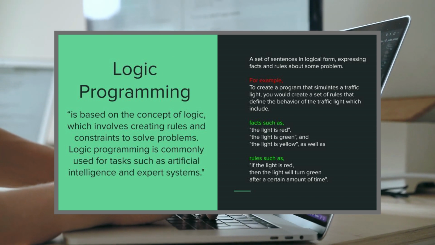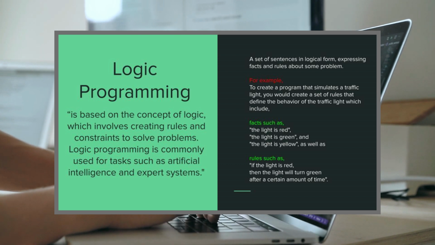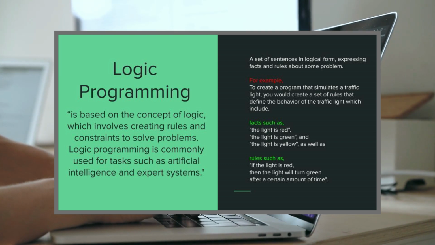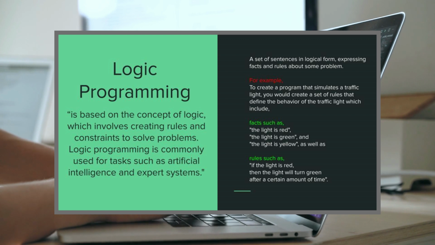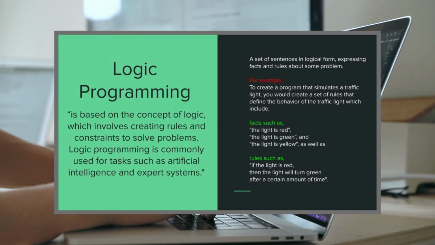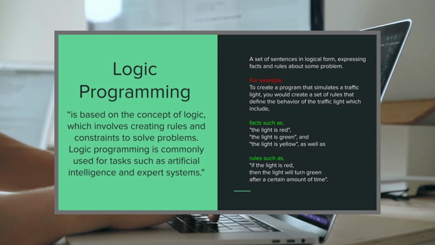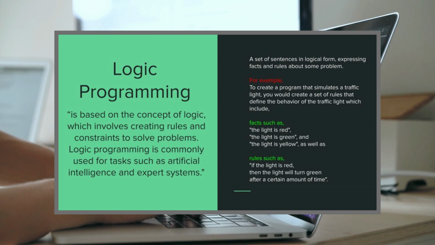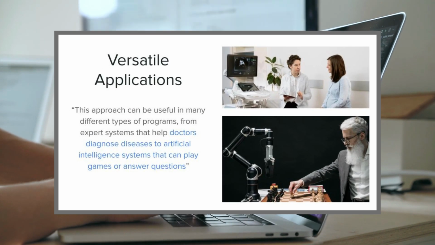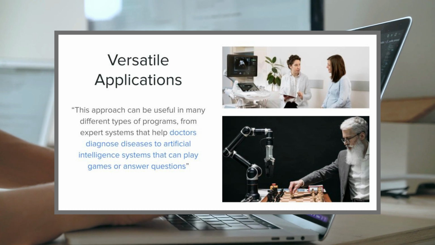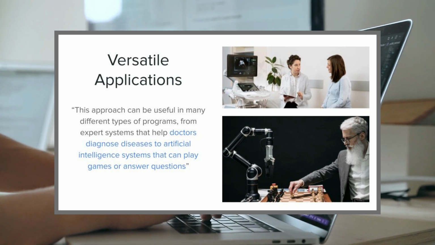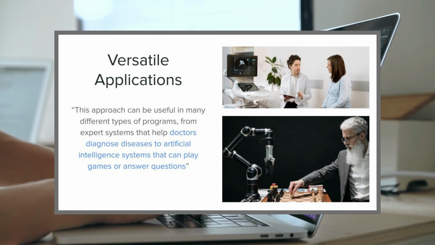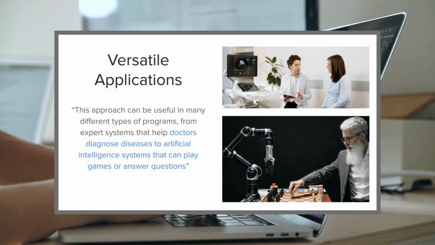if the traffic light is red, it will turn green after a certain amount of time. By putting these facts and rules together, you can create a program that simulates a traffic light and behaves in a realistic way. This approach can be useful in many different types of programs, from expert systems that help doctors diagnose diseases to artificial intelligence systems that can play games or answer questions.